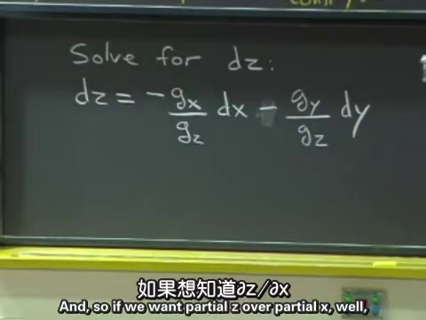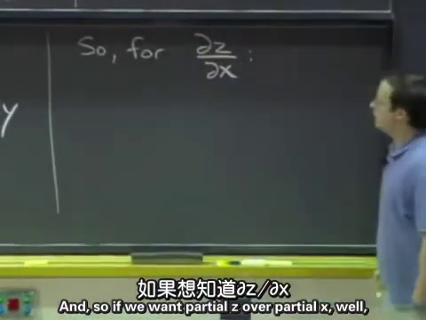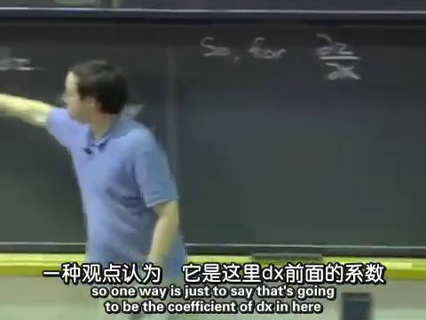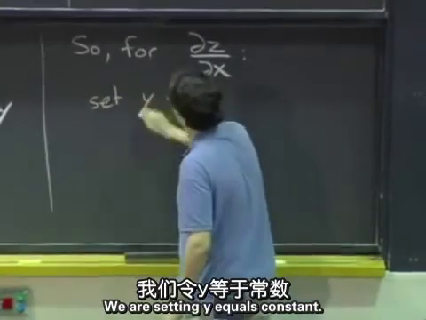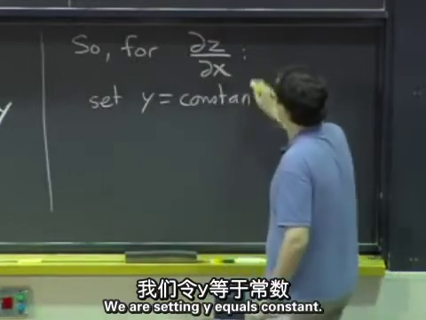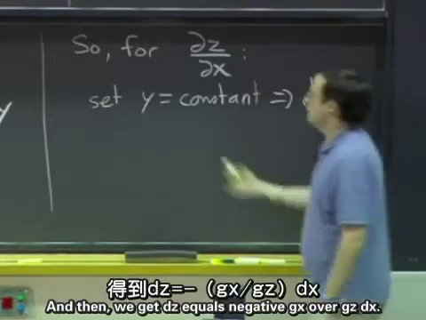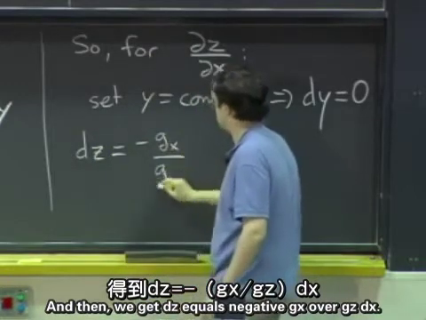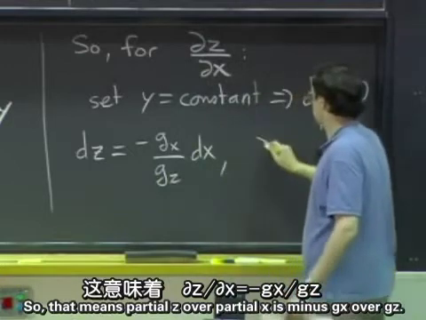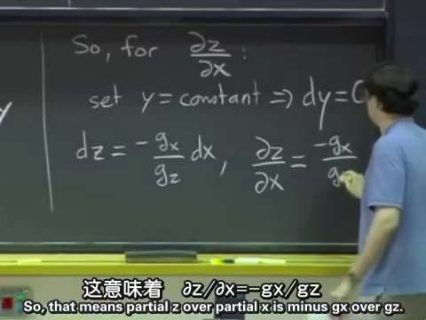And so if we want partial z over partial x, one way is just to say that's the coefficient of dx in here, or to write it the other way: we are setting y equal to constant. So that means we set dy equal to 0. Okay, and then we get dz equals negative g sub x over g sub z dx. So that means partial z over partial x is minus g_x over g_z.